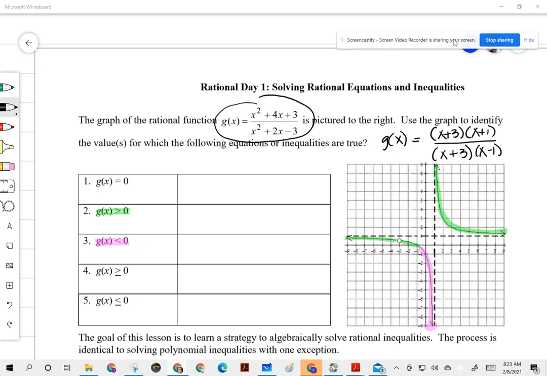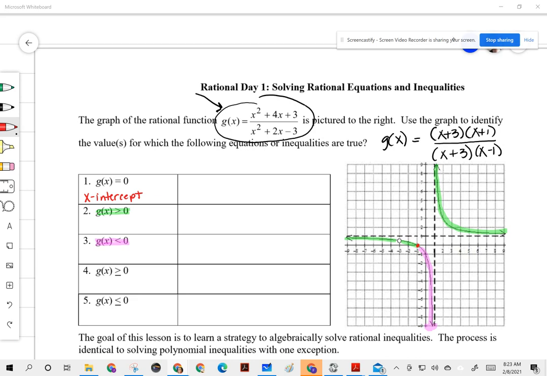Okay, so we're going to start with solving rational equations and inequalities. The first thing we want to be able to do is take our rational function g of x, whose graph is pictured at the right, and answer questions 1 through 5. Number 1 says g of x is equal to 0. So we're looking for the x-intercept. Just remember that that is what we're looking for when it says equal to 0.